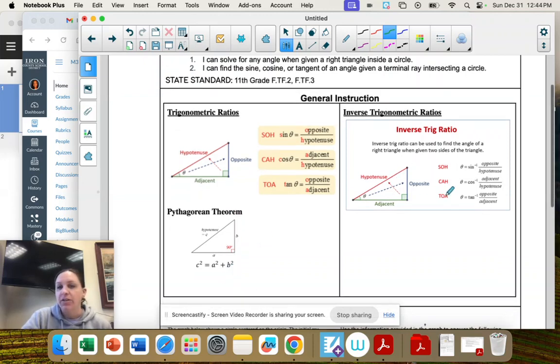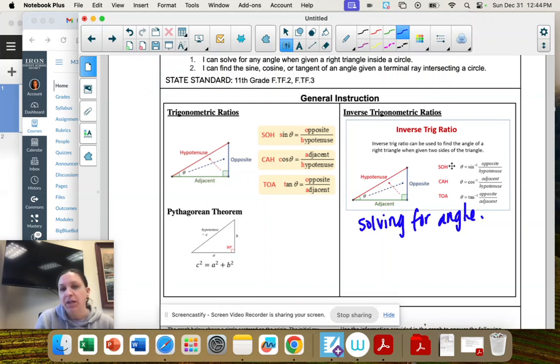And then on this one, there are some where you have to actually solve for an angle. And so we do go back to inverses, which I think once you see a couple times, it'll come back to you. So just remember, if you are solving for an angle, you use what we call inverse trig.